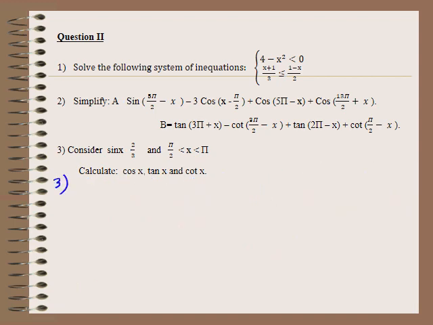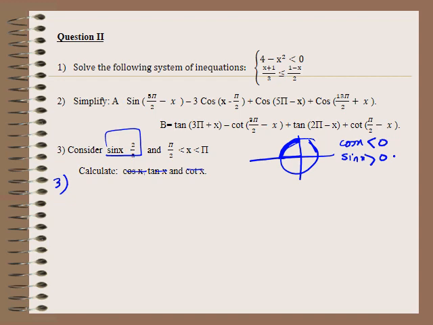Number 3. Consider sine x equals 2 over 3 and x between pi over 2 and pi. Here cosine is negative and sine is positive. Calculate cosine x, tangent x and cotangent x.